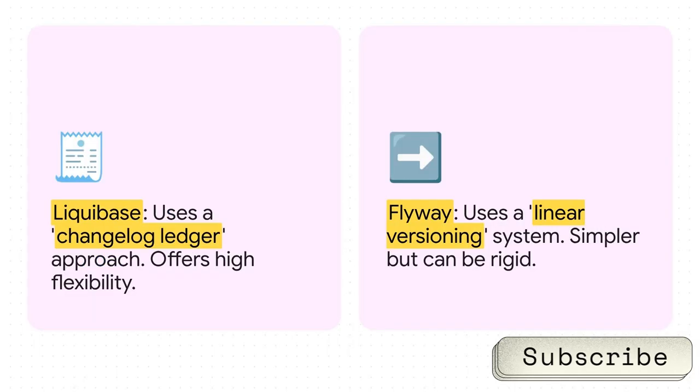Plus, you get tools like database diffs, preconditions, and it supports a ton of different databases and formats. Now, it's also helpful to quickly compare it to another popular tool, Flyway. Flyway uses a simpler linear approach, where the order of changes is based on a version number in the file name. It's straightforward. Liquibase, on the other hand, uses that changelog ledger we talked about, and that ledger approach gives you a lot more flexibility, especially when you have multiple developers working on different branches at the same time. You avoid those annoying version number conflicts that can be a real headache with simpler systems.